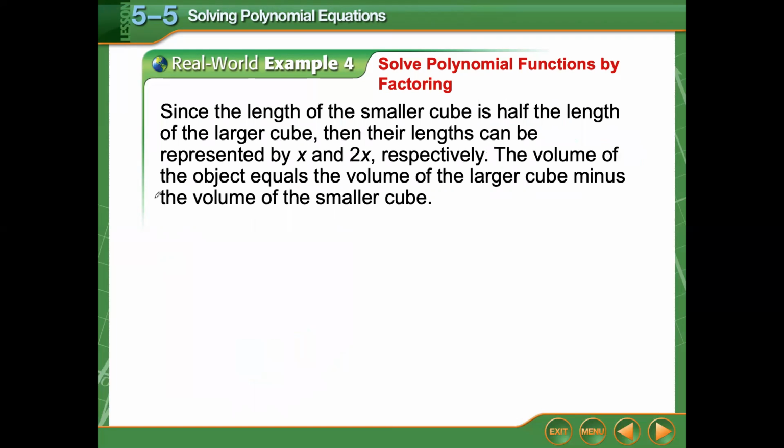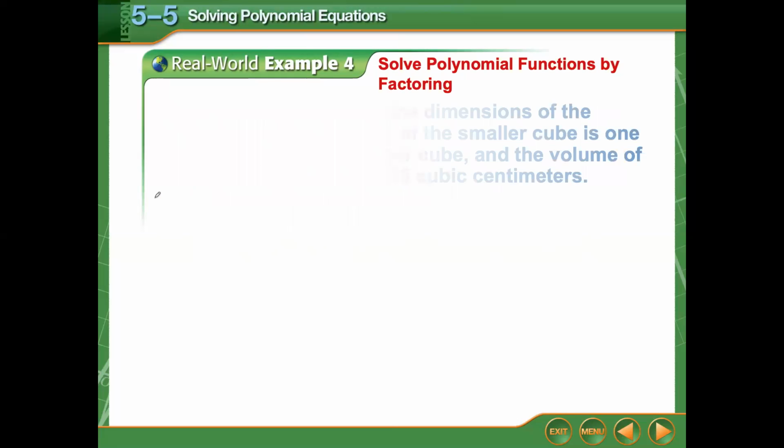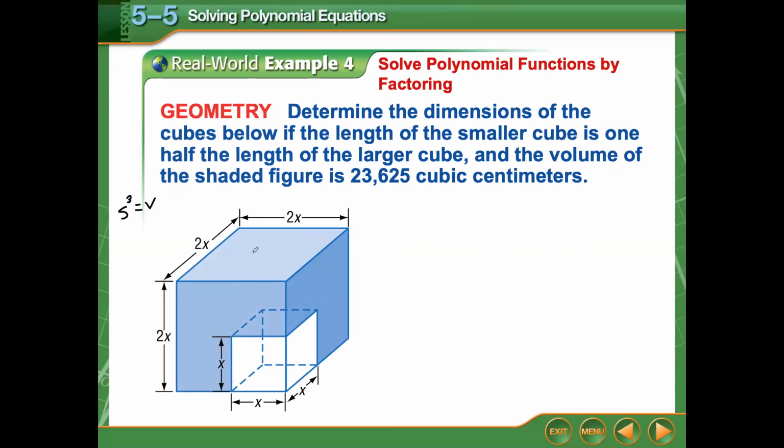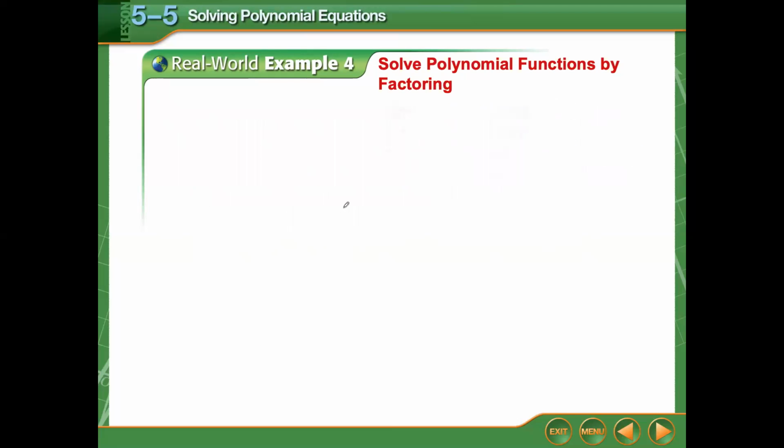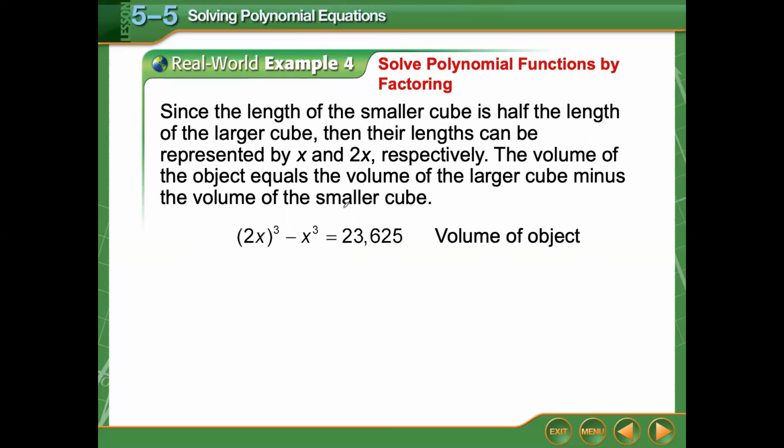Since the length of the smaller cube is half the length of the larger one, the lengths can be represented as x and 2x respectively. The volume of the object equals the volume of the larger cube minus the volume of the smaller cube. If you go back and look at the image, we know the blue shaded portion, where we just took a block out, is 23,625. So the larger cube is 2x cubed, minus x cubed, and that equals 23,625.